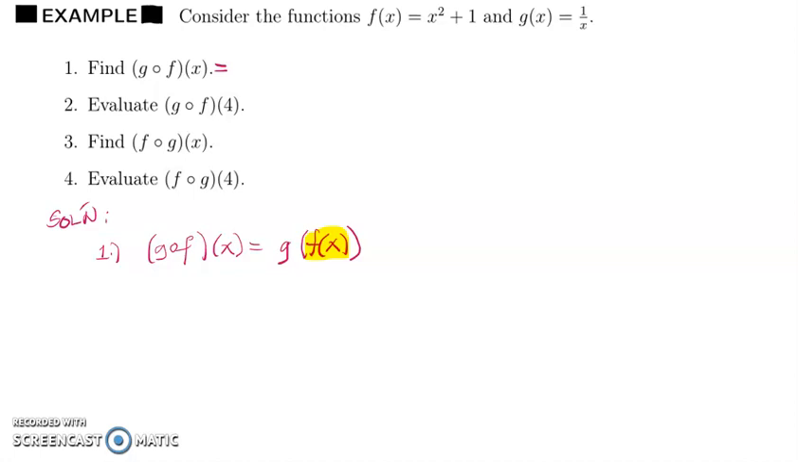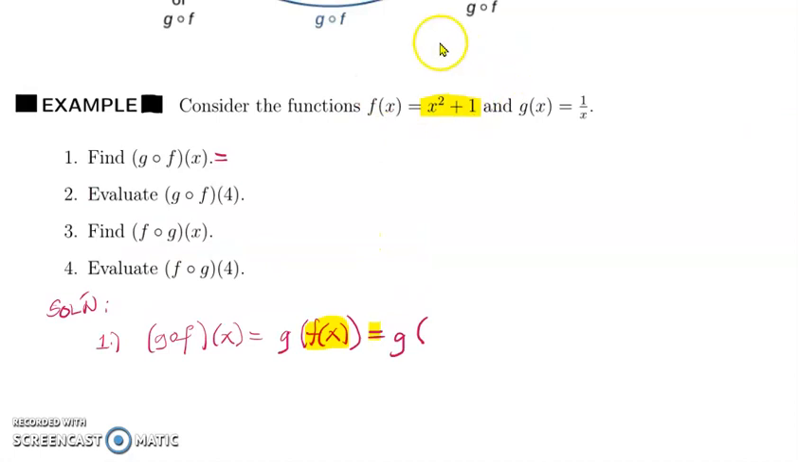And so this is equal to g of, again, I will replace f of x here. The f of x here is equal to x squared plus 1 in this case. So I will replace f of x by x squared plus 1. So x squared plus 1.